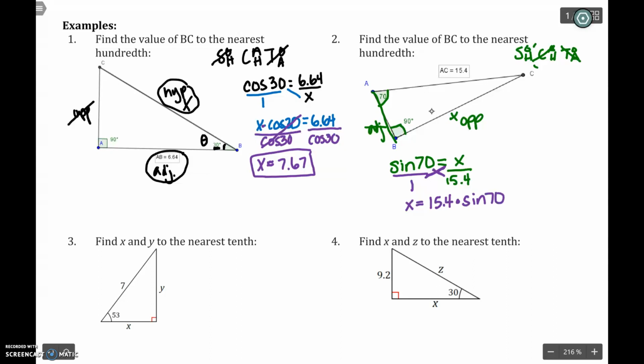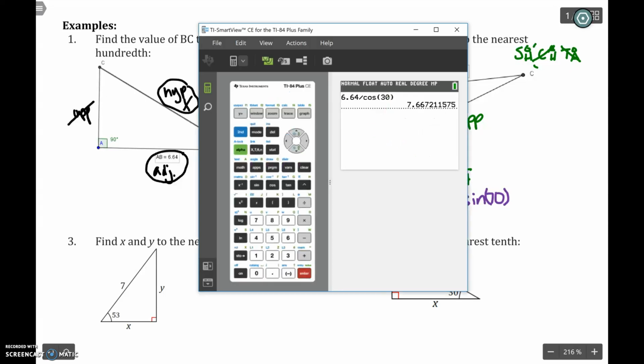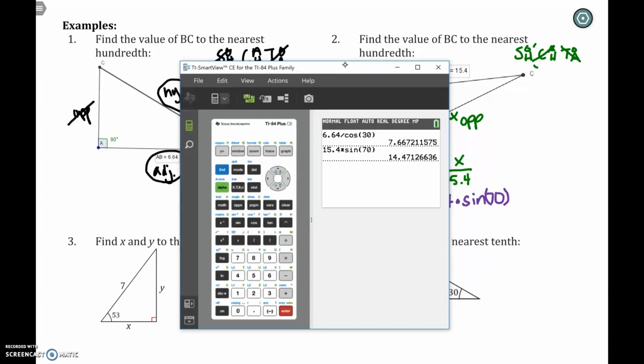Put the 15.4 in front of the sine 70 so that when you type it into your calculator, you don't forget to close the parentheses and mess everything up. That 15.4 does not multiply by the 70. It is a completely separate concept. So when we type this in, we're going to type it in as 15.4 times sine 70. And we're going to get 14.47 to the nearest hundredth.